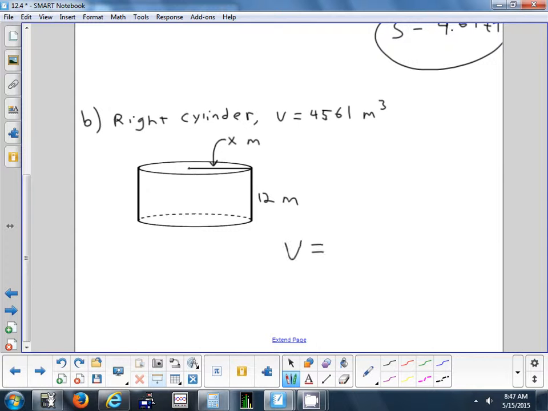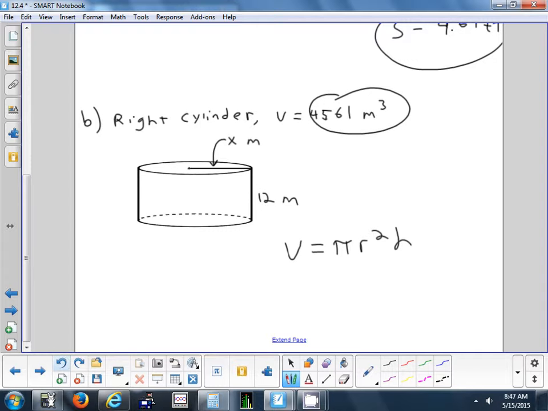Okay, anyone give me the formula for the volume of the cylinder? Try to give me the specific version, not just the area of the base times the height. Volume equals pi r squared times height. Yep, pi r squared times height. Okay. They're giving me volume.